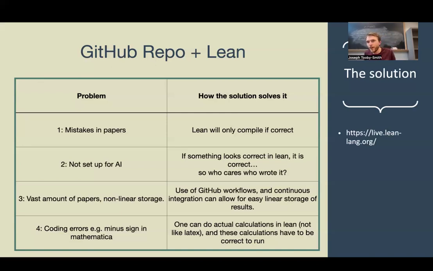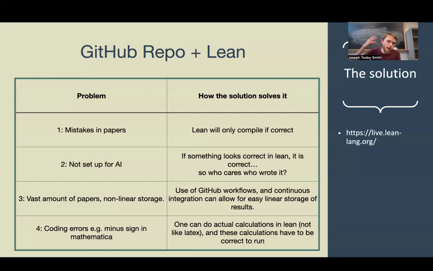So problem number 3 was this thing about the vast amounts of papers and the nonlinear storage. So really, we would use the power of GitHub to do this, using GitHub's workflow systems, its continuous integration, to allow for an easy way to linearly store information in high-energy physics, basically storing things in the correct directory, making sure it's all syntaxed correctly, so that you have a repository that can be used by the community without much thought, without having to worry about the individual components. They can really just work with the definitions and the theorems that they need.